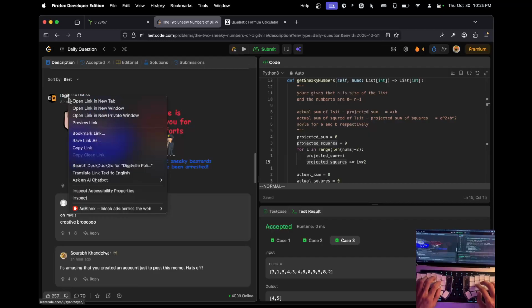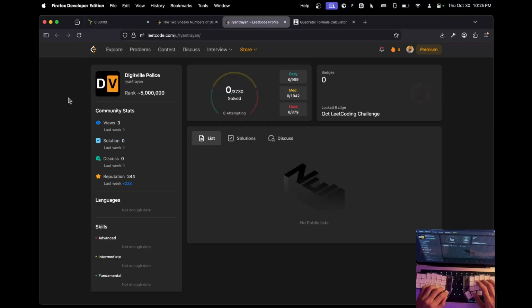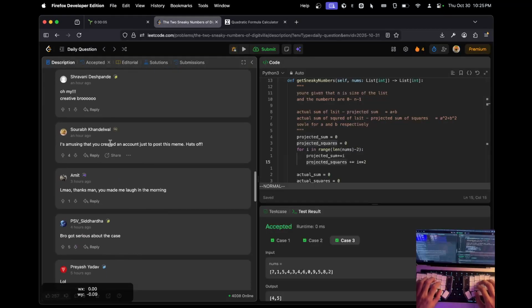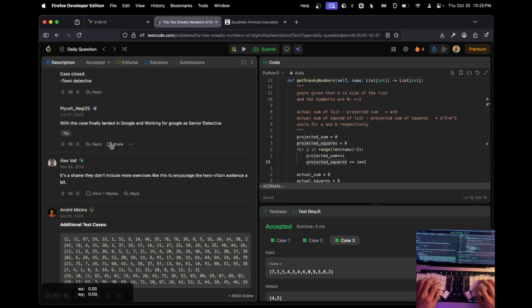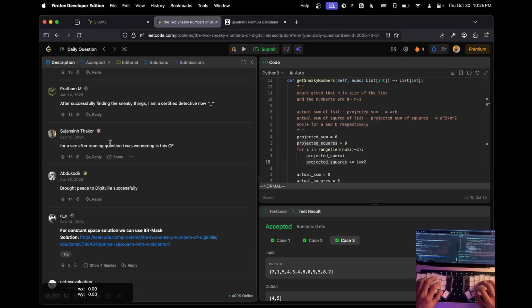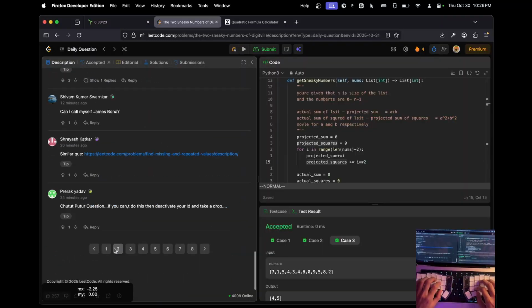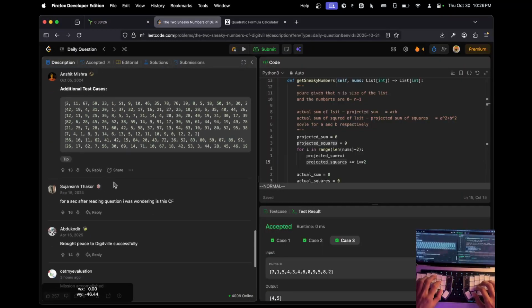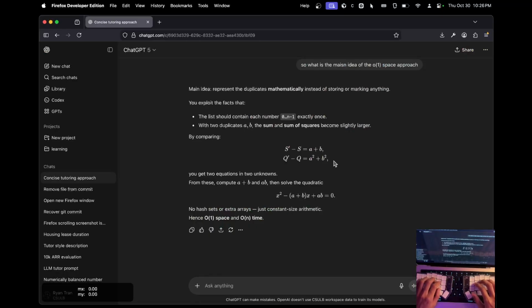What is going on with this platform? Interesting. I don't think anyone's really talking about it. Oh, I just saw someone talking about the constant space solution. Yeah, I guess this is a good trick to remember.